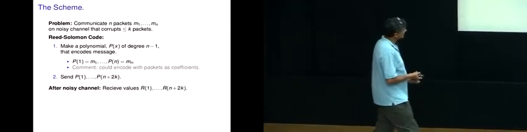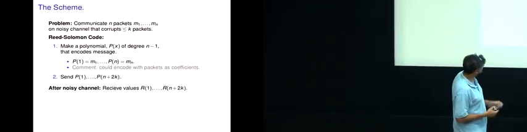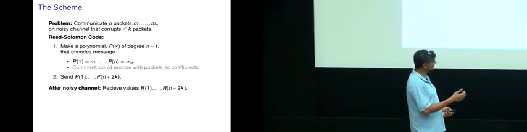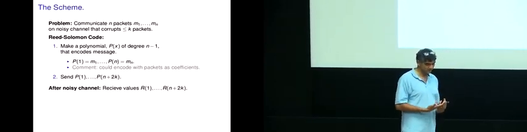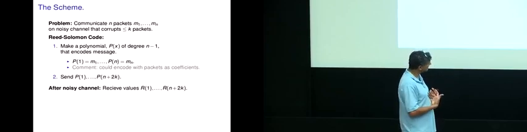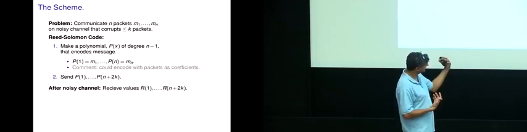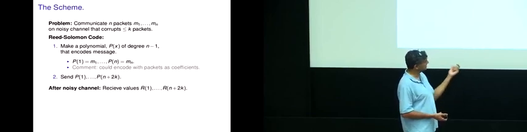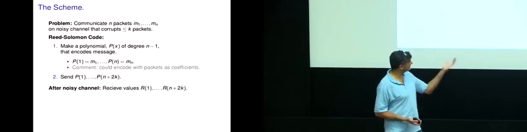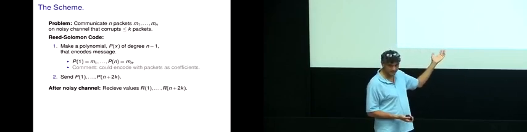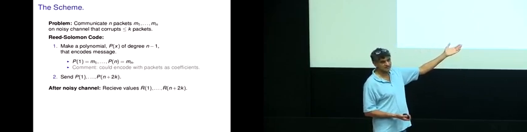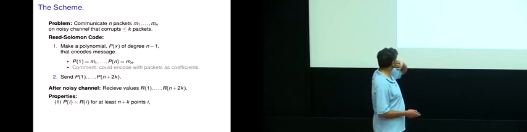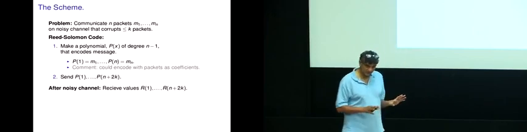Okay, so what happens now, you sent P of 1 through P of n plus 2k, which you can call packets or you can call points. And what you receive are whatever you receive, R1 through R of n plus 2k. Some of them are the same as the original points or packets. Some of them are just different values. Somebody changed those values. K of them. Okay? So that's what happened.